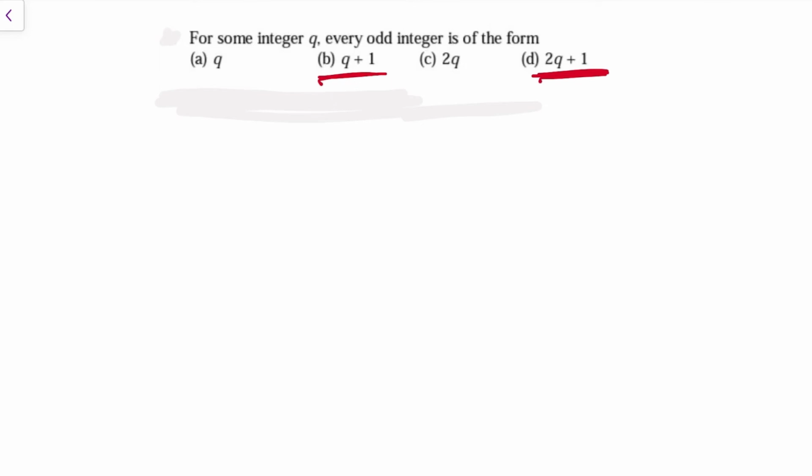So now in this case he is speaking about some integer q, right? Any integer we can take and substitute in its place. So it will always be satisfiable with only option D. If q is an integer, then the odd integer is of the form 2q plus 1.